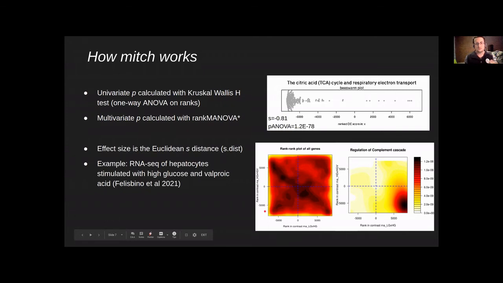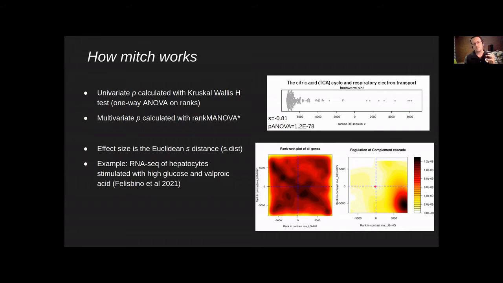And what Mitch really seeks to do is to identify gene sets that deviate strongly from the rank density plot of all genes. So here we have all of the genes represented in this panel here, and the darkness of the patch indicates how many genes are in that neighborhood, in that 2-dimensional space.